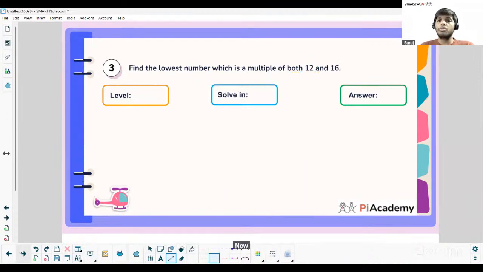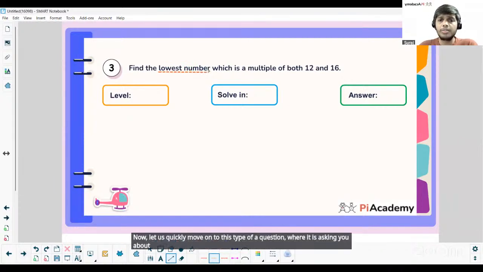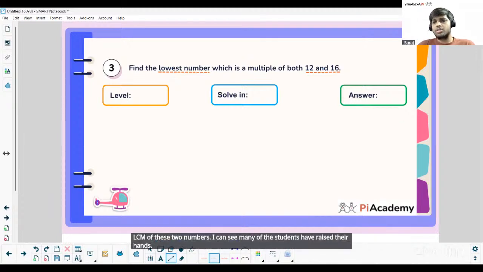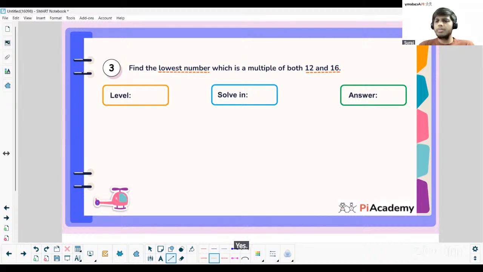Now, let us quickly move on to this type of question where it is asking you about the lowest number that is a multiple of both 12 and 16. So lowest means you have to just calculate the LCM of these two numbers. I can see many of the students have raised their hands. Yes, Sukrut, you can unmute yourself and tell me how to solve this question.